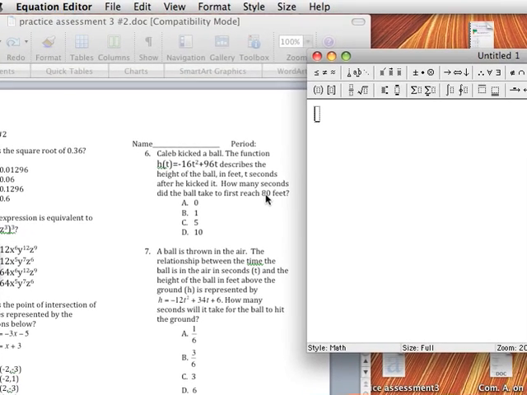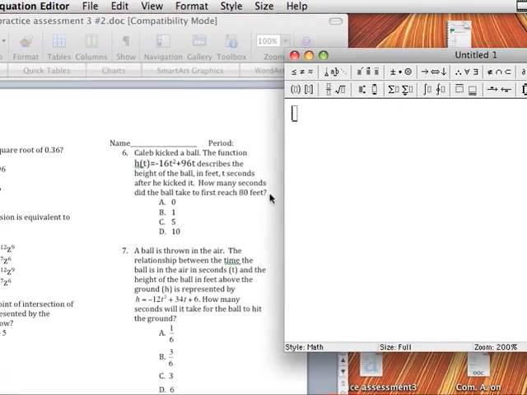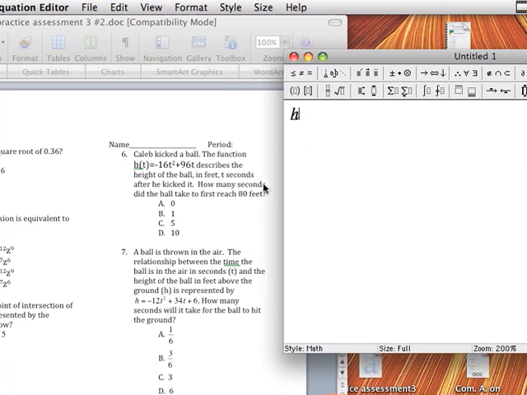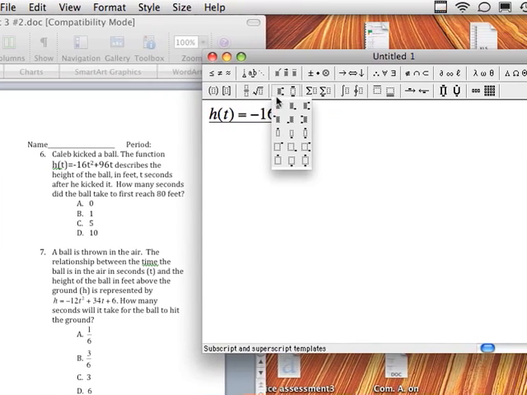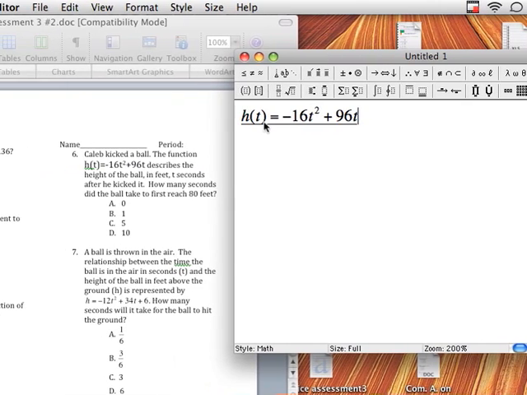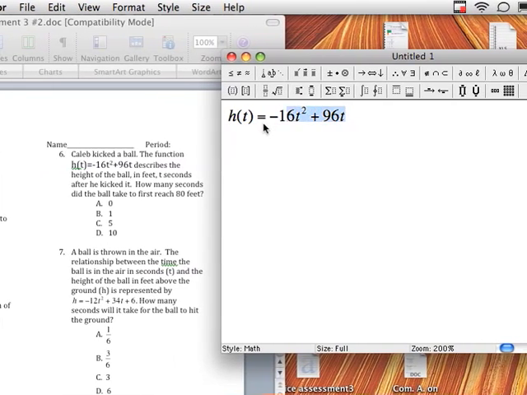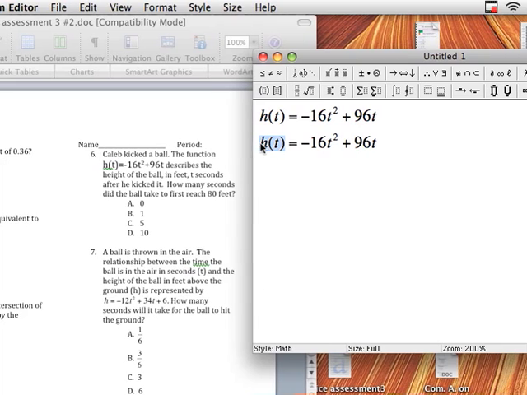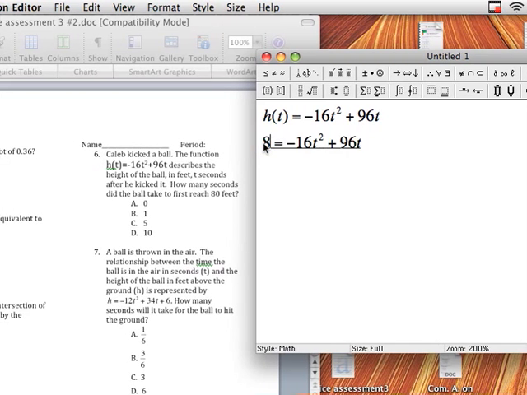You could substitute that with 80. See, because that's our height. So even though it says h of t equals negative 16t squared plus 96t, I can still replace this height with 80. So I'm going to copy this, and now I'm going to remove h of t, and I'm going to replace it with 80.